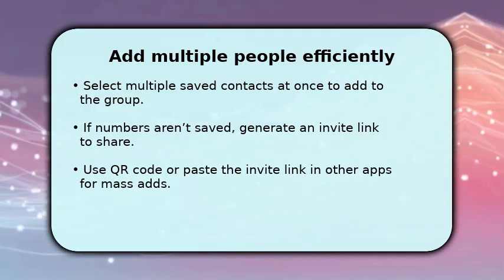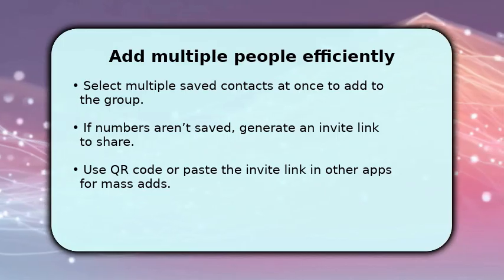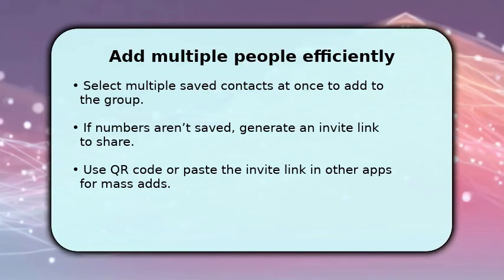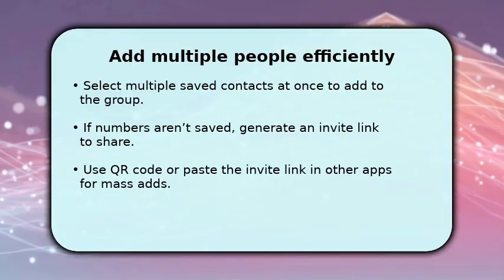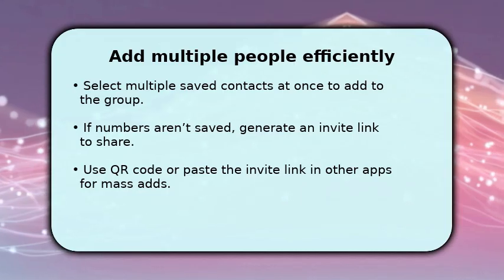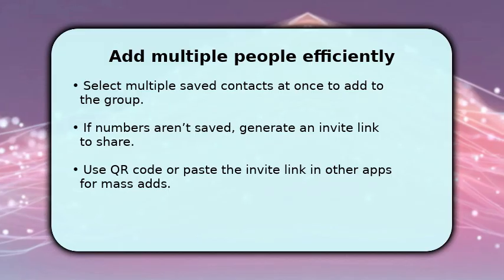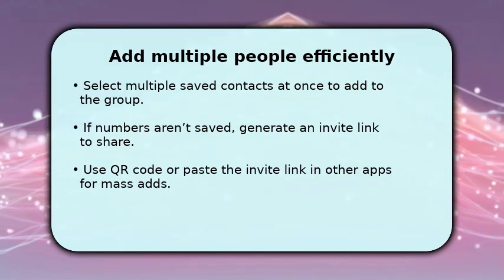If some numbers aren't saved or you prefer not to save them, create a group invite link and share it via message, email, or another app so recipients can join themselves. Once done, you can also display the group QR code or copy the link to paste into chat threads. Both methods bypass manual adding and scale to many users.